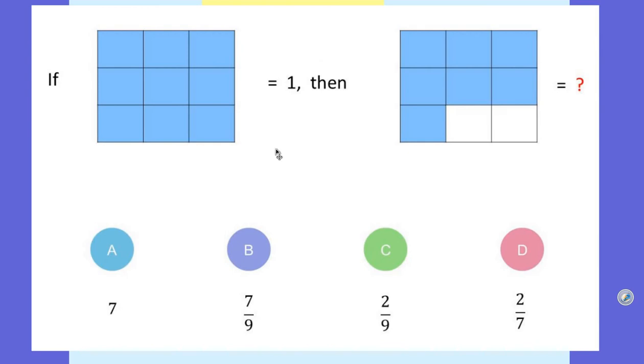Okay, pause the video and have a think. If this means 1, then this shape is representative of what? Pause the video for a minute and have a think. Okay, so this whole shape here is 9 filled in. This shape has got 7 filled in. So there's 9 equal parts. I've shaded in 7. So this is going to represent 7/9.